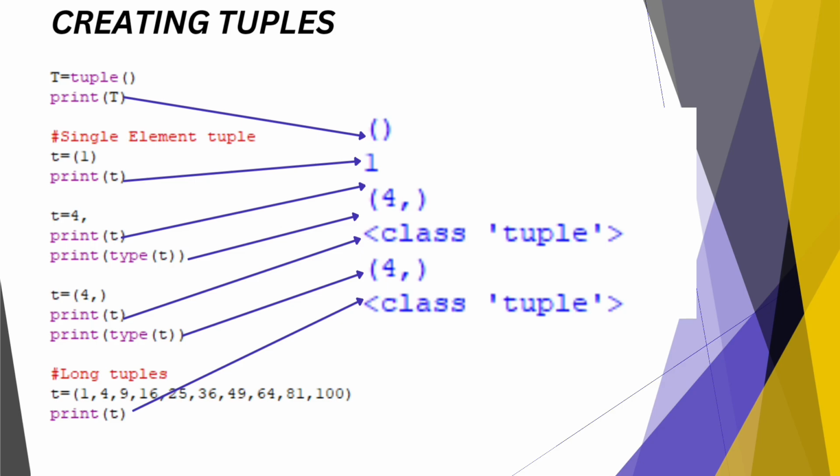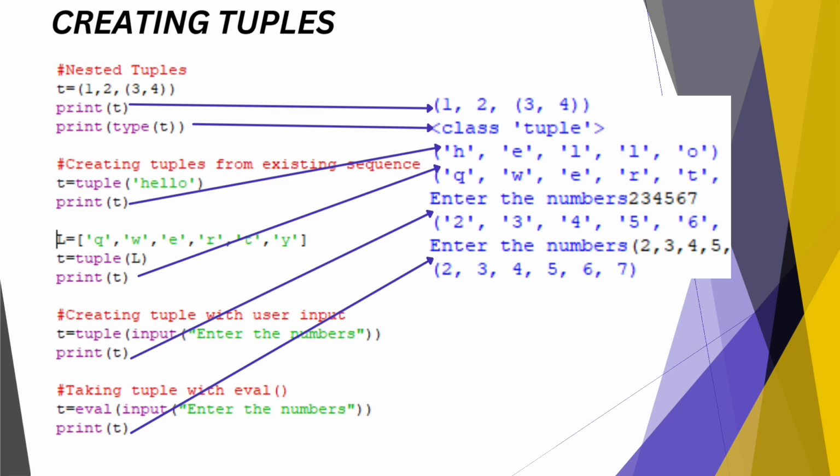Now next is the nested tuple. 3, 4 is enclosed in another tuple, that is, a tuple inside another tuple, and it is called a nested tuple. Here is creating tuples from an existing sequence. Hello is a string, so using the tuple function we can convert it into single elements like H, E, L, L, O in tuple form. Then QWERTY in a list, we can convert it into a tuple using the tuple function. Using user input we can take the value of the tuple, and taking input with the eval function, whatever value we enter will become tuple form.